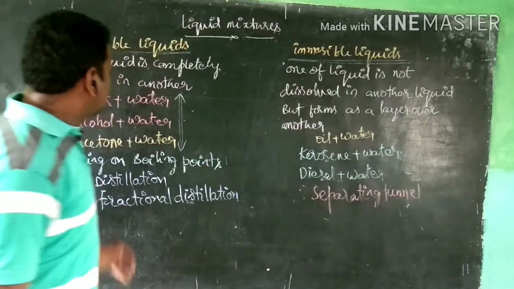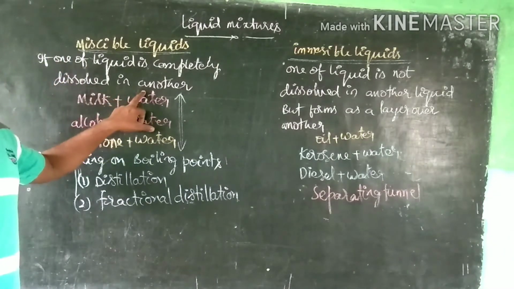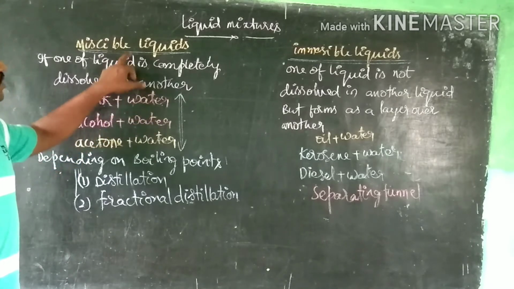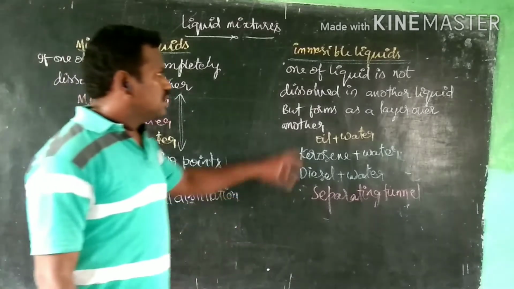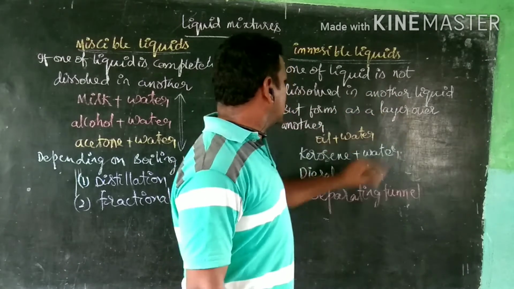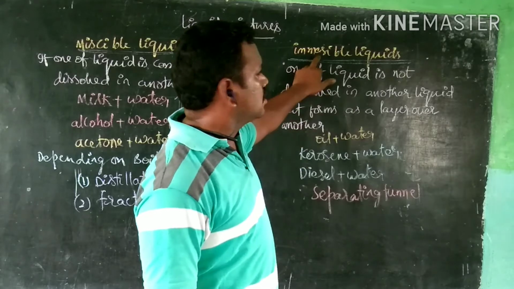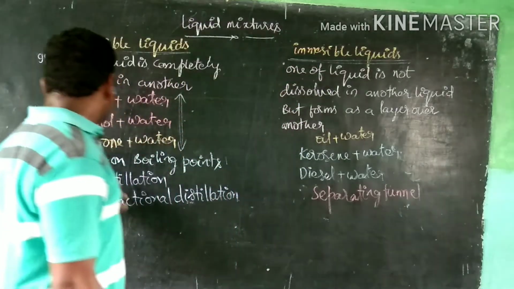Now see the definitions. If one of the liquids is completely dissolved in the other, such liquids are called miscible liquids. If one of the liquids is not dissolved in the other liquid but forms a layer over the other, they are called immiscible liquids.